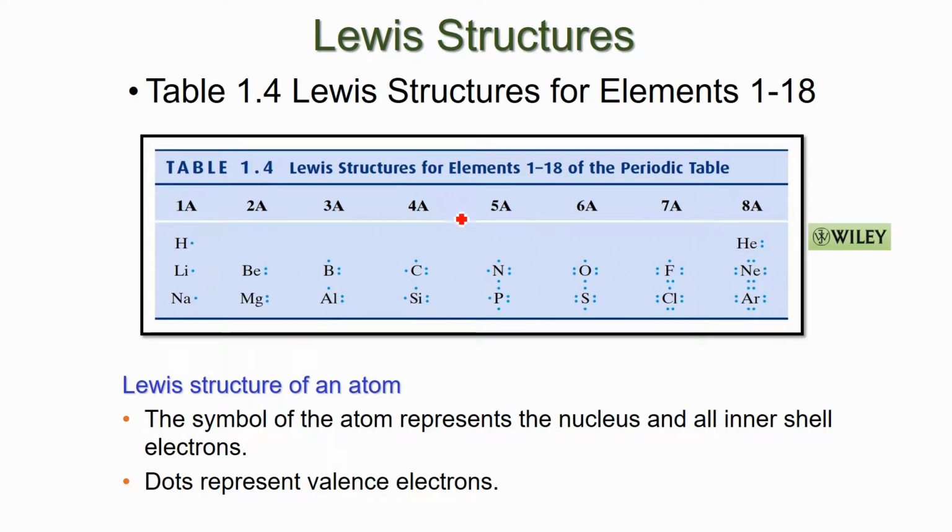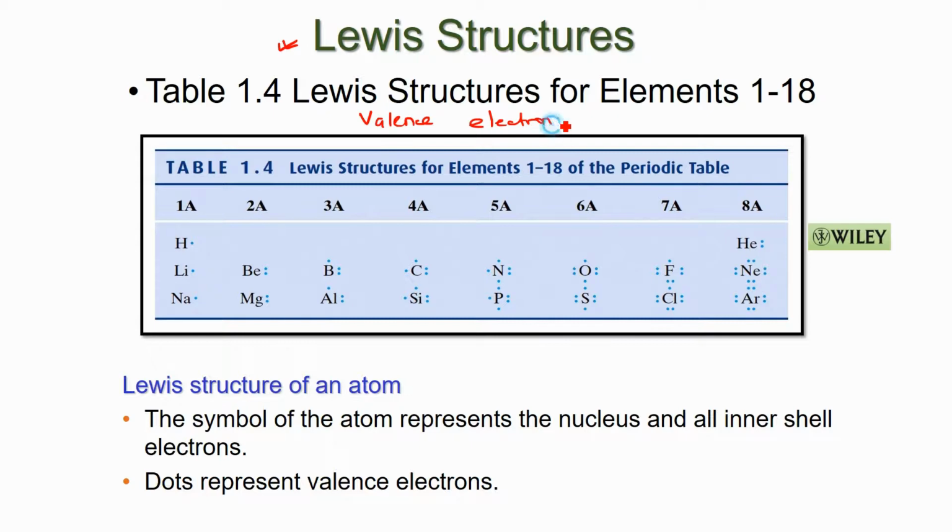Okay, so this is where we stopped. Talking about Lewis structures, this just describes the shapes of molecules. It helps you to describe the shapes of molecules. And to get Lewis structures, the only electrons we are interested in are the valence electrons.